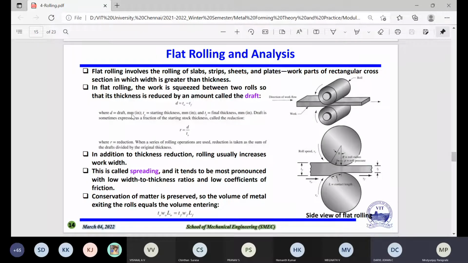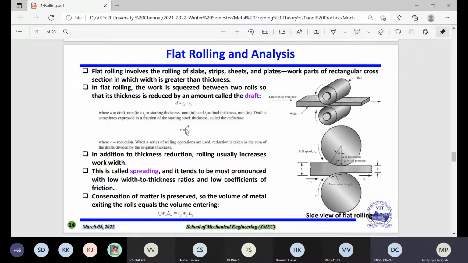So here I mentioned d equal to T0 minus TF, where d is known as the draft, and the unit you can take as millimeter. T0 is known as the starting thickness, and TF is the final thickness, right? And the draft is sometimes expressed as a fraction of the starting stock thickness, called the reduction. So if you define the reduction, this r equal to whatever the draft we got here divided by the initial thickness of the material. Okay, this is known as the reduction.